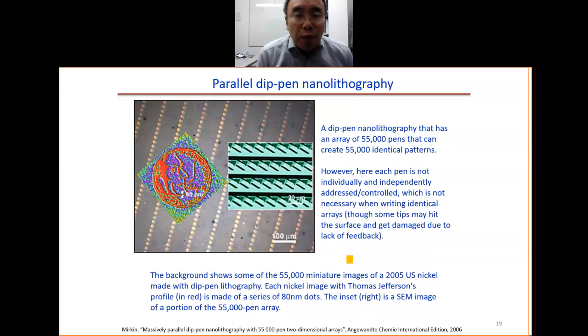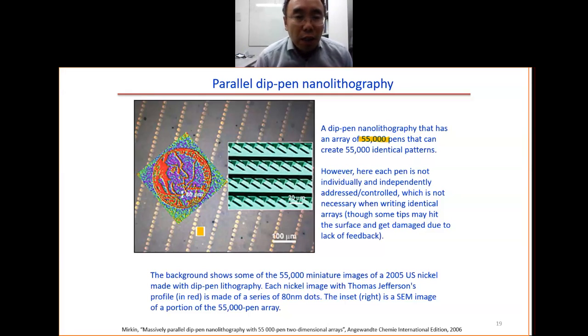So the main limit for dip pen lithography is the low yield. It's very slow. If you have only one pen, it's very slow. To solve this problem, the same group made 55,000 pens. You make a 2D array of the pens. The material here, I remember, is soft PDMS, or it may be SU-8. Then you can make 55,000 identical patterns at the same time. This way you can have higher throughput.